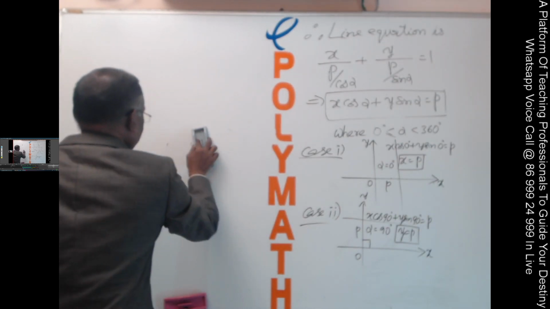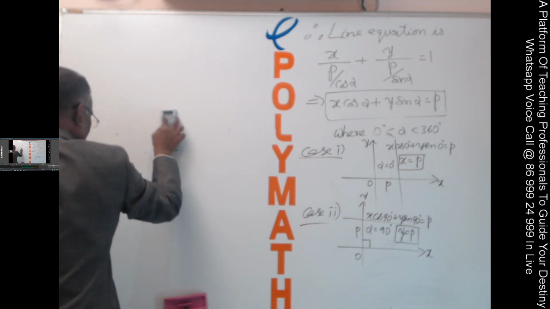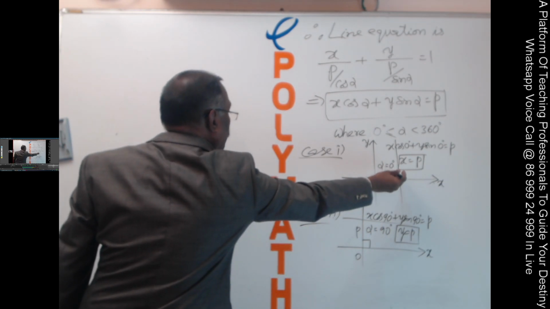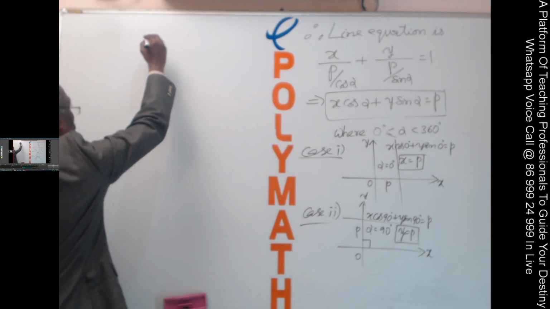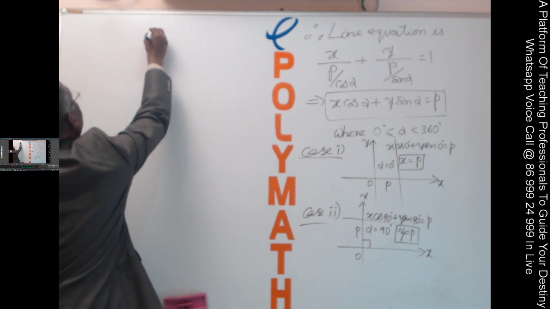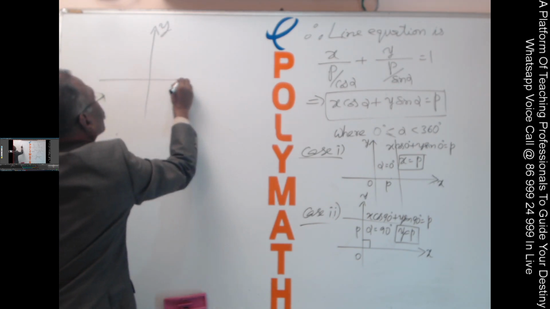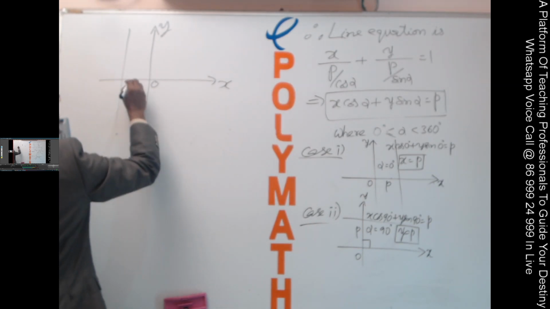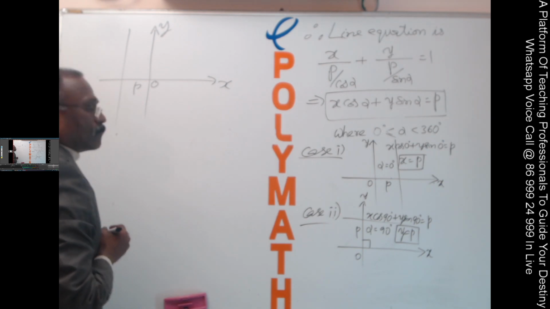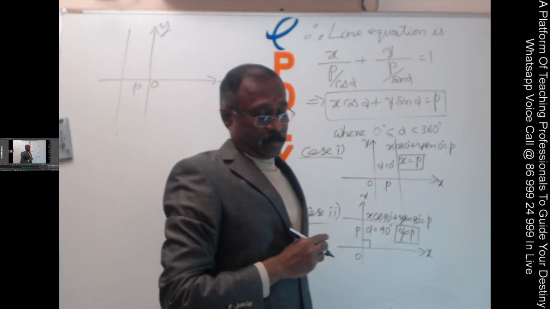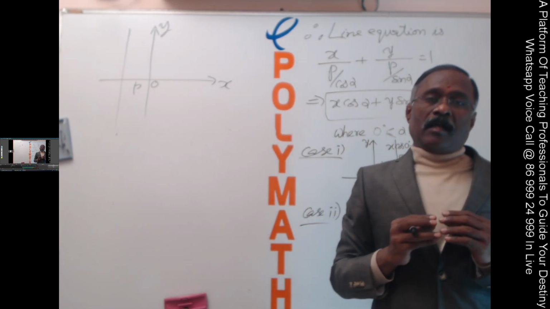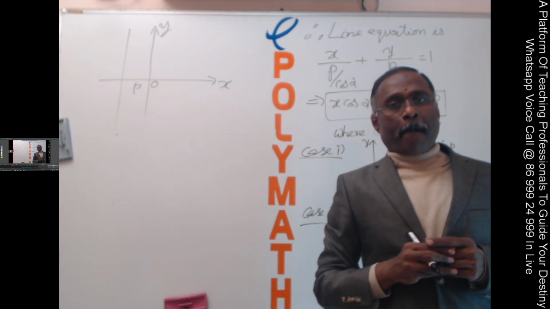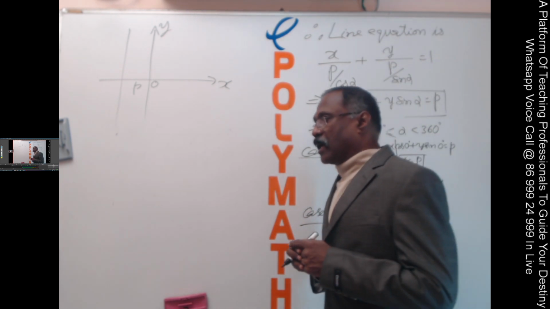Now in the third case, what is it that you have to understand? This line is on the left side of the y-axis. This is the y-axis, and this is the x-axis. This is the line at a distance of p units. You must understand this carefully, because there is a little confusion in understanding alpha. Rest is all okay.